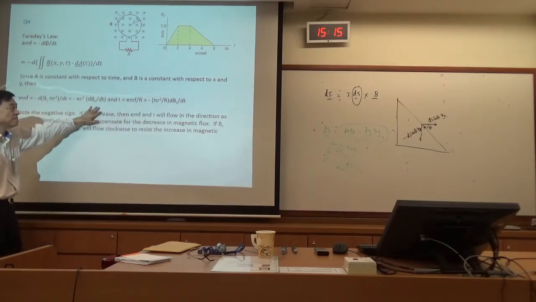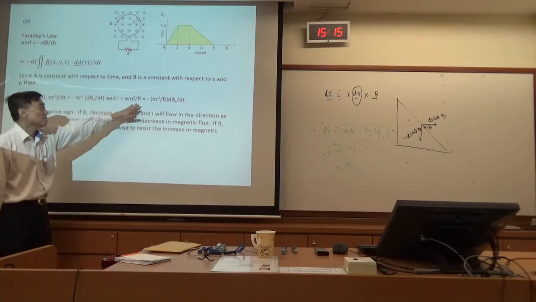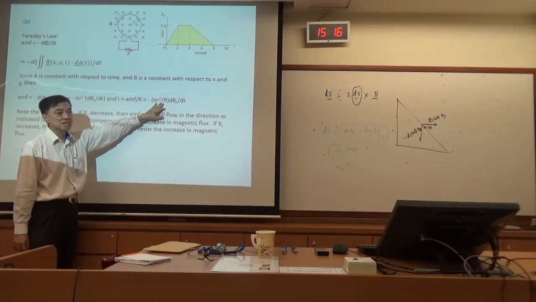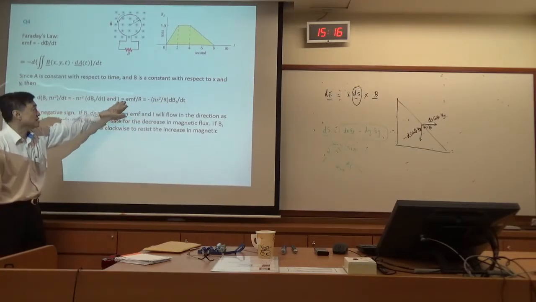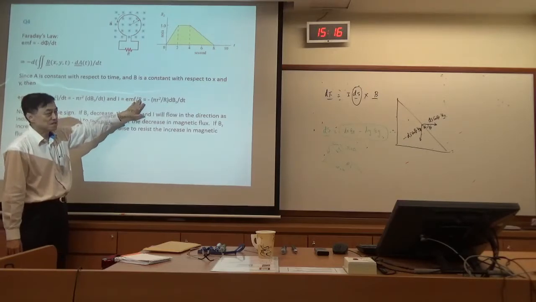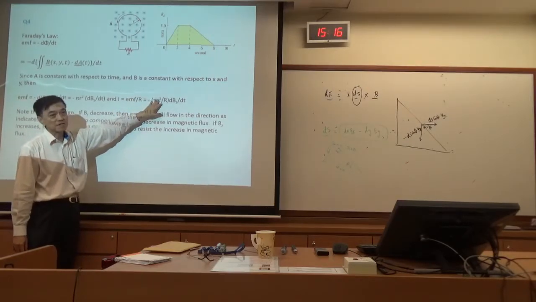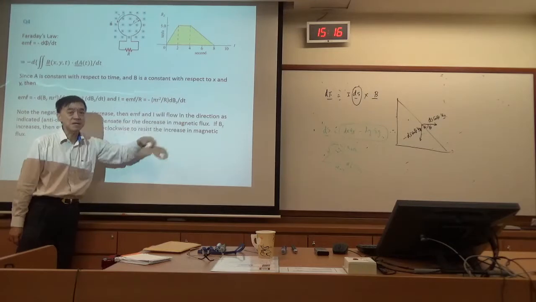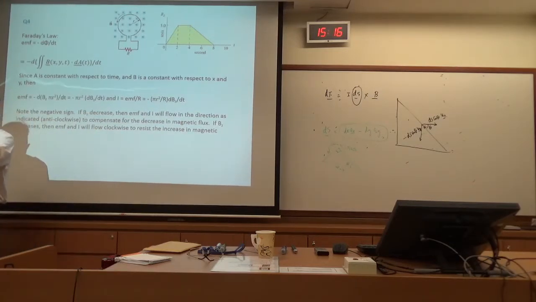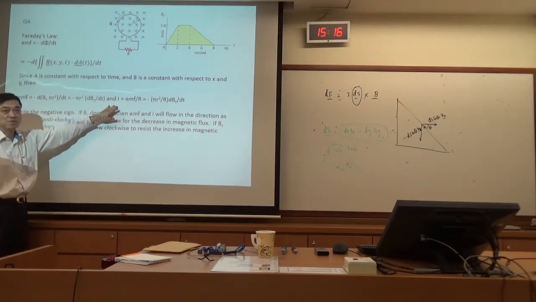So the EMF is equal to minus πr squared dBz/dt. Oh, sorry, this is the current. Current is equal to EMF over resistance, equal to minus πr squared over resistance times dB/dt. So we can write down a general formula for the EMF induced in the loop and also the current flowing in the loop.